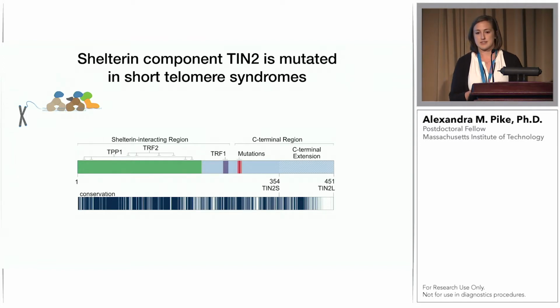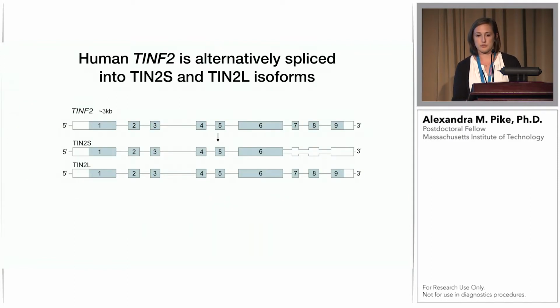In addition, in the C-terminal region of TIN2, there's a C-terminal extension that's found in one isoform but not in the other isoform, which I meant to mention earlier: there are two isoforms of TIN2 that are described. In the C-terminal extension, there's actually a really highly conserved patch of amino acids that we don't know what it's doing.